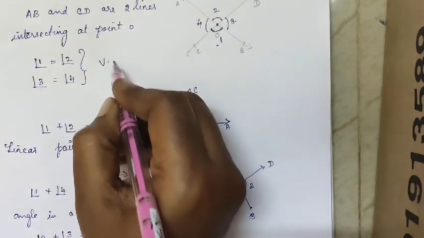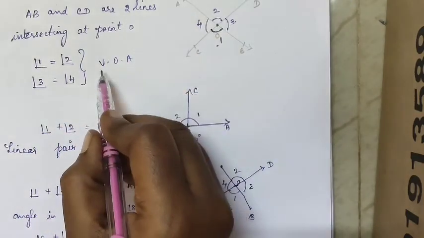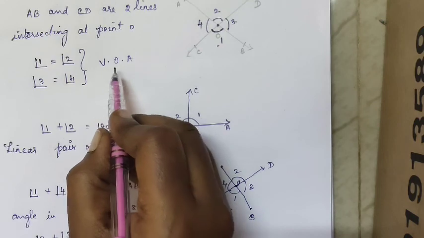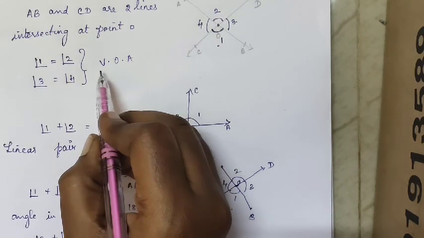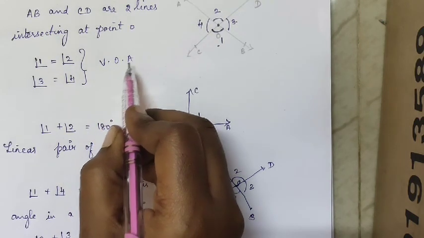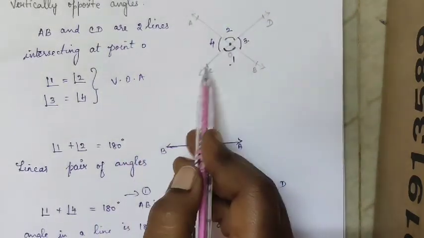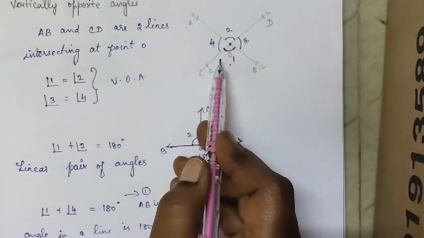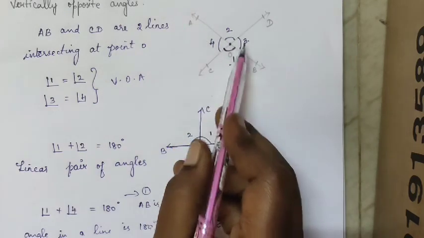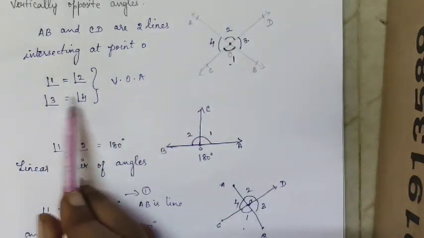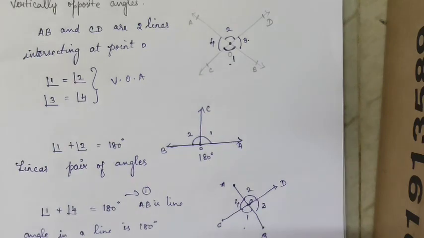This is vertically opposite angles. In short form, we can write it as V.O.A. Vertically opposite angles are equal when two lines intersect at a point and make four angles here.